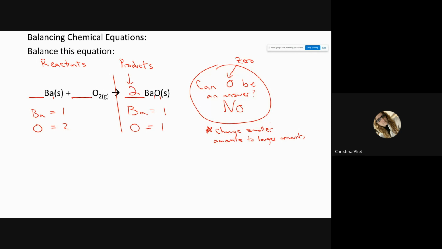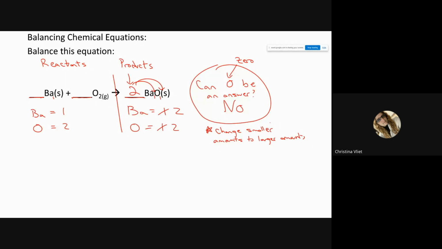Remember, you can only change numbers in front of elements or compounds. Compounds have to stay together. You can't break them apart. You're just getting the correct amounts. So now, well, I have 2 oxygens. I'm just writing this down to keep track of how many I have. But now that I put a 2 in front of barium oxide, what else do I have 2 of now? Right, because this distributes. So I now have 2 barium atoms. So what do I gotta do now?